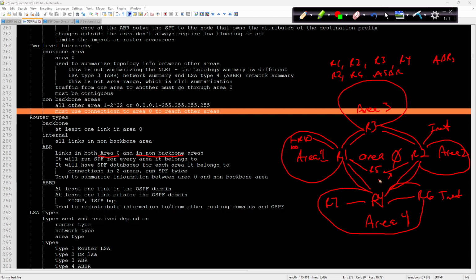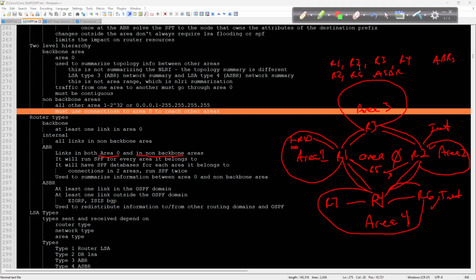Simple as that. So when we talk about that, is it possible for me to take and have R6 as an internet router, have an internet connection, and then redistribute that into OSPF in Area 4? Sure is. What about R2? Can he have an internet connection attached to him and then redistribute a default route into OSPF? Sure can. But we're going to talk about that here in just a minute when we talk about how area type will change how OSPF forwards traffic.